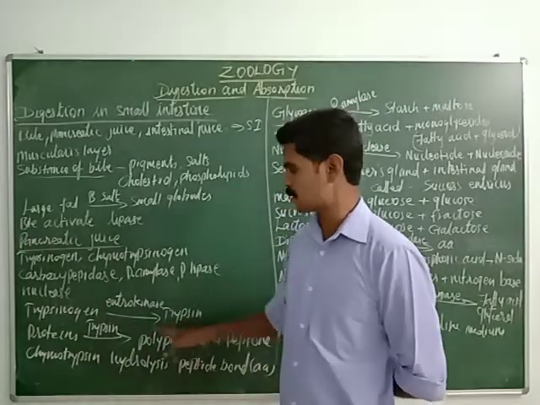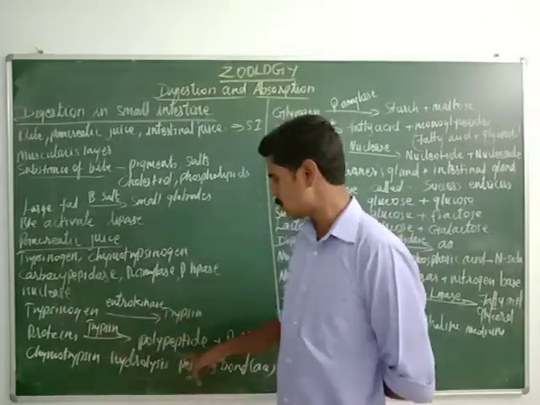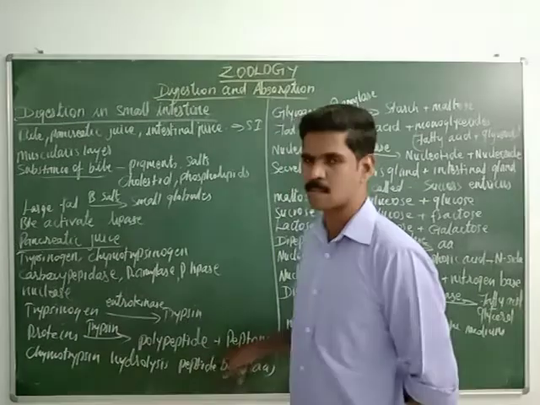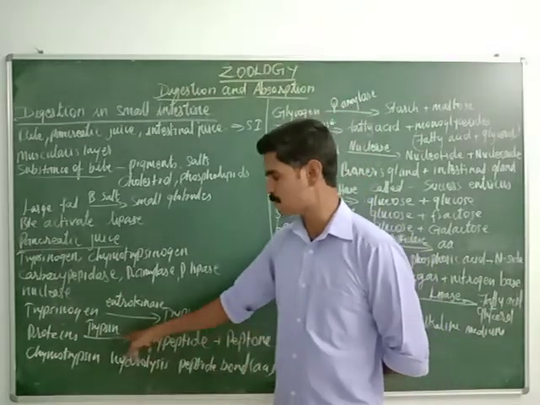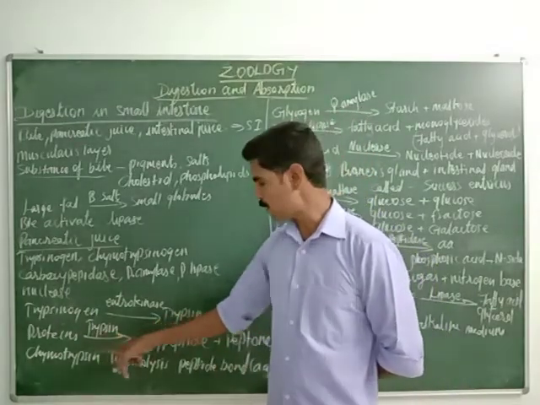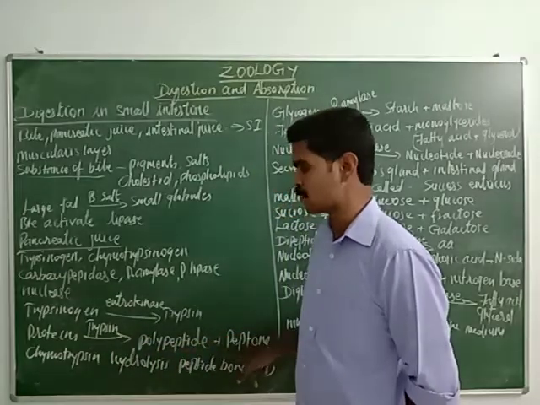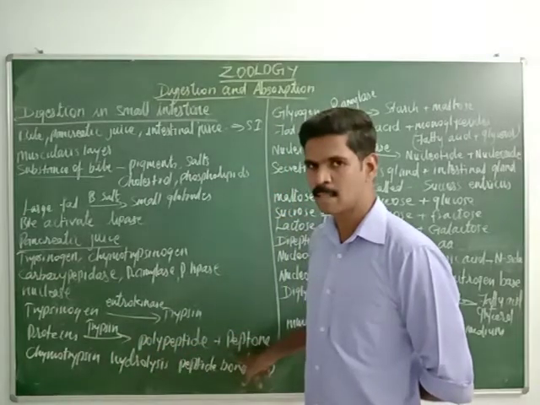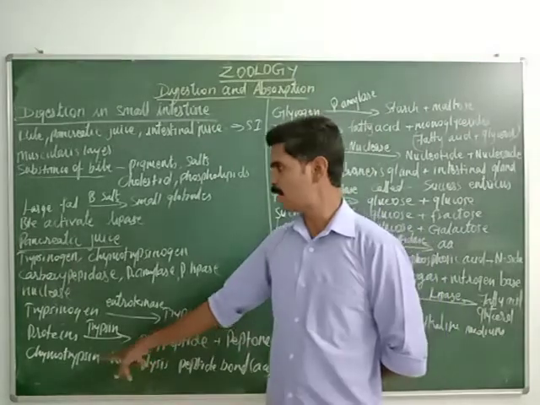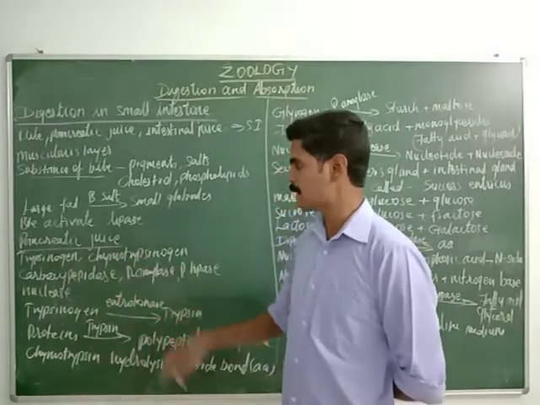Understand? Then next, the trypsin. Functions of this trypsin: trypsin converts the proteins into polypeptides and peptides. The function of the enzyme trypsin is converting the proteins into polypeptides and peptides. Understand?